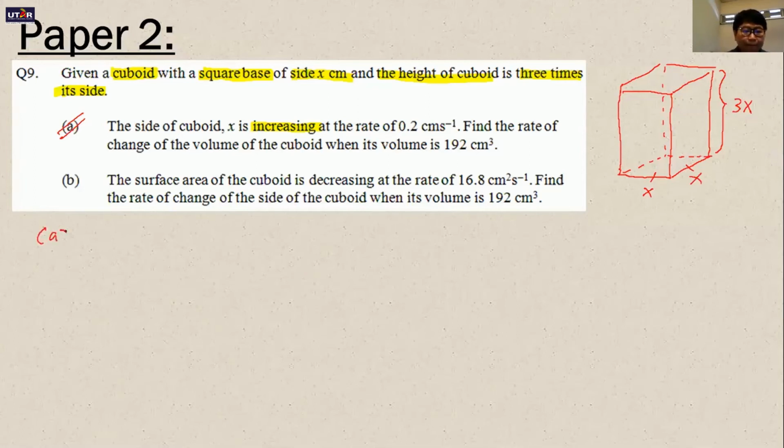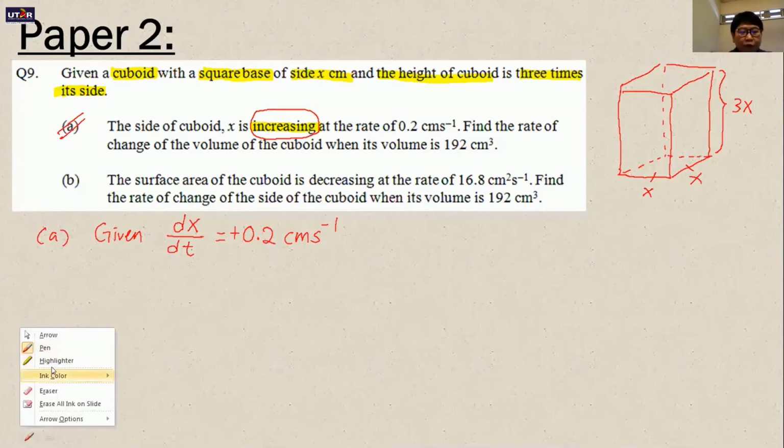Okay? So given what? Part A, given the rate of change of the x. So this is dx over dt, representing the rate of change of the side. So we know it is 0.2 centimeter per second. This is positive, right? We put a positive because of increasing. Don't put negative, it's positive. Normally we don't write positive, we can just write that this is considered positive already.